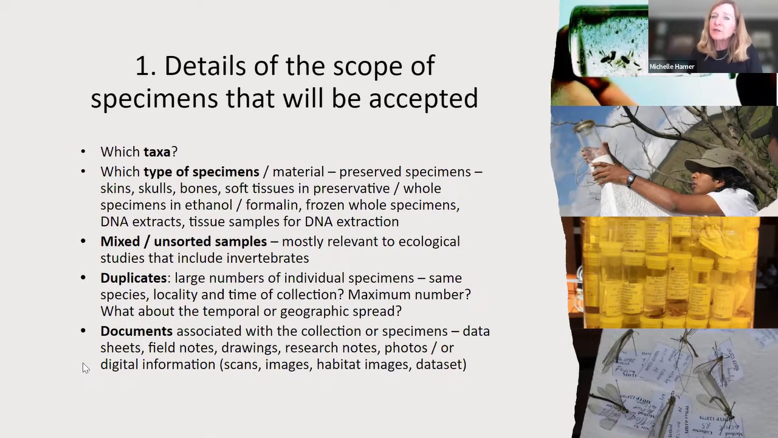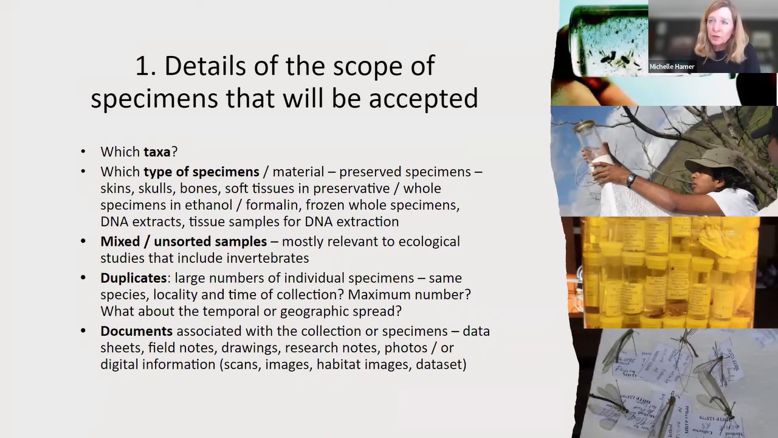And then what about mixed and unsorted samples? These are mostly from ecological studies: plankton samples, freshwater samples, soil samples, insects. Do you take those? Then the issue about duplicates, where there's a very large number of individual specimens, all the same species, collected from the same place at the same time. So do you have a maximum number that you would take? And what about if they were collected over a different time period, over a year? Or what about if it's the same species, but from a large number of different localities? So you need to think through all of these things.